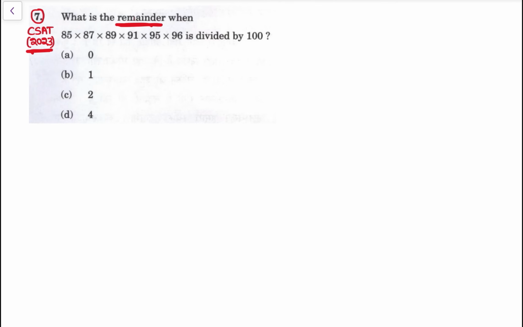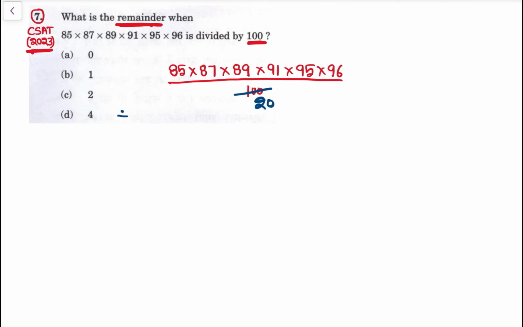See, what is the remainder when this expression is divided by 100? So 85 into 87 into 89 into 91 into 95 into 96, divided by 100. So simplification. Again look at this: if done by the normal method, it will go to 15, 13 like this, then we have to multiply. So first divide it with 5. See, 5 20s are, so I am dividing it with 5.